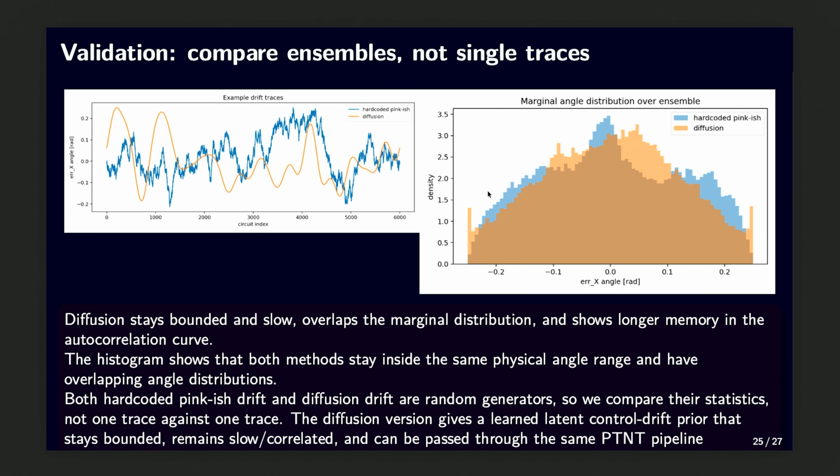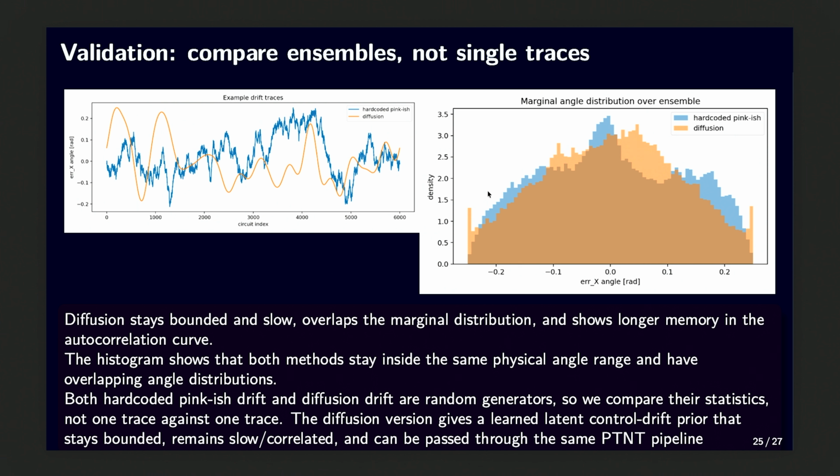Both of these methods are random, so you shouldn't expect to see exactly the same thing. This is the reason we have to compare them using statistics. The left side is based on the circuit index, which was 6,000 of them, and this latent angle, and the right side is the latent angle and also their density.